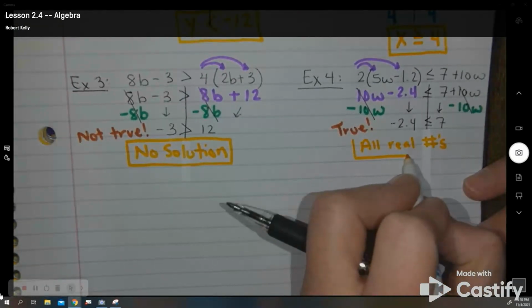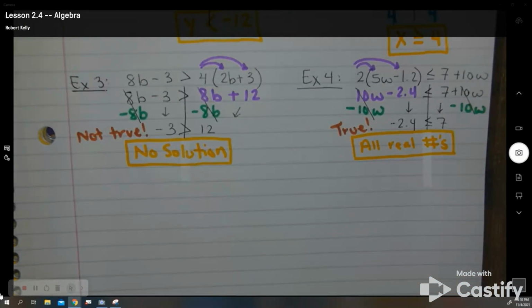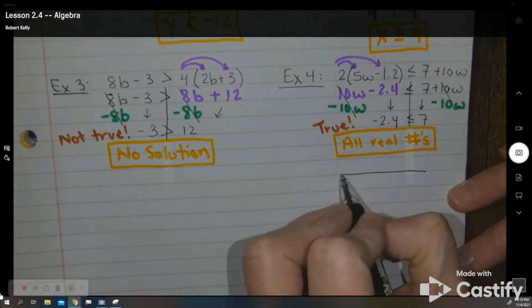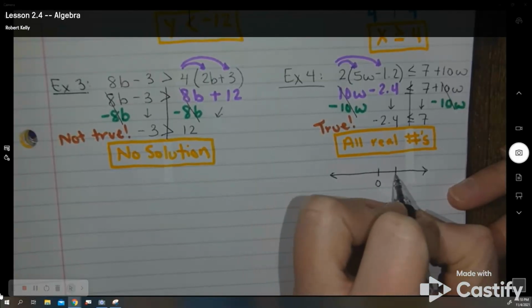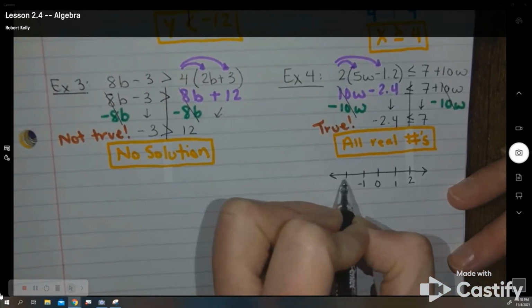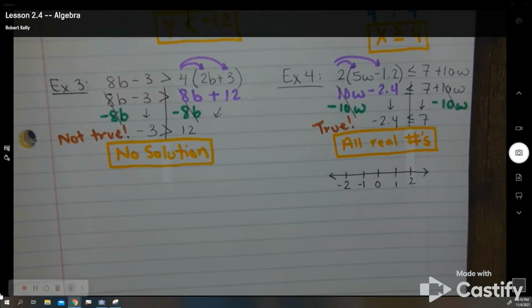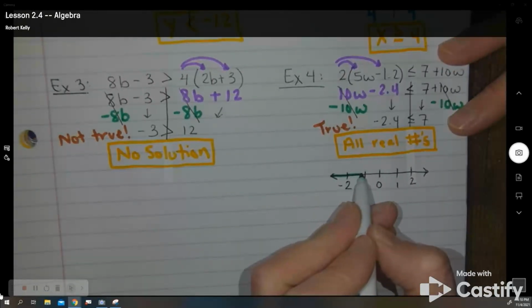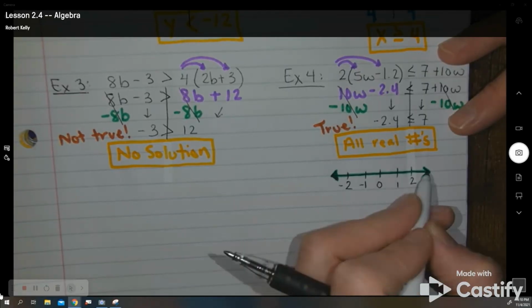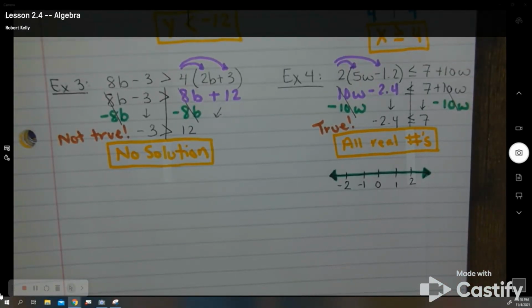And what that means is that every number that's a real number could be plugged in for w, and it would make it true. If you're asked to graph something that is an all real numbers type of situation, the entire graph has numbers that would be true. So basically what you would do is put arrows on both ends of the graph because it goes in both directions to infinity essentially, and it's the entire graph that's graphed. So arrows both ways, whole graph is covered.